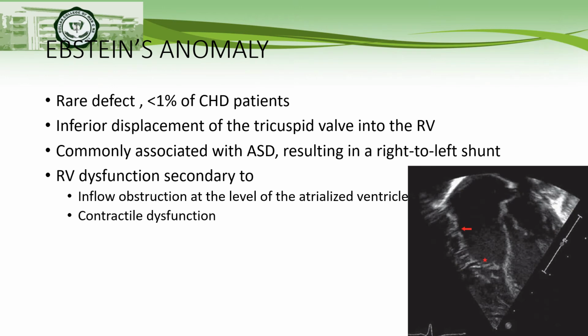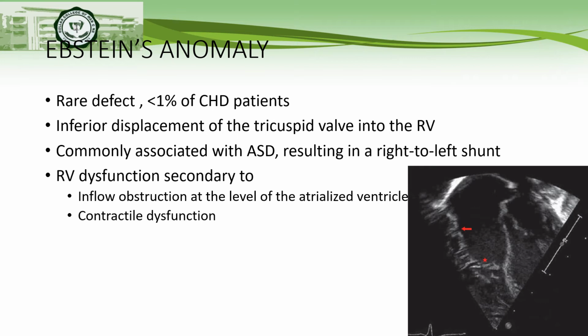So let's start with Ebstein anomaly. This is a rare defect occurring in less than 1% of all CHD patients. The predominant maldevelopment in this lesion is the inferior displacement of the tricuspid valve into the right ventricle. The atrialized right ventricle is usually thin and dilated, and there is commonly an ASD present, which results in a right to left shunt at the atrial level.